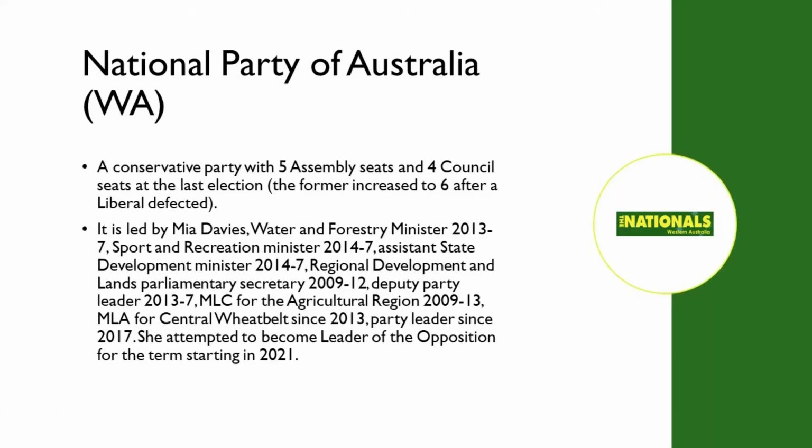In that time, the National Party of Australia WA, which is a Conservative party with 5 Assembly seats and 4 council seats at the last election, but it turned into 6 because a Liberal defected. It is led by Mia Davies, Water and Forestry Minister between 2013 and 2017, Sport and Recreation Minister between 2014 and 17, Assistant State Development Minister between 2014 and 17, Regional Development and Lands Parliamentary Secretary between 2009 and 2012, Deputy Party Leader between 2013 and 2017, Member of the Council for the Agricultural Region between 2009 and 2013, a Member of the Assembly for Central Wheat Belt since 2013, and also Party Leader since 2017. Her party was attempting to become the official opposition and thus her Leader of the Opposition for the term starting in 2021.